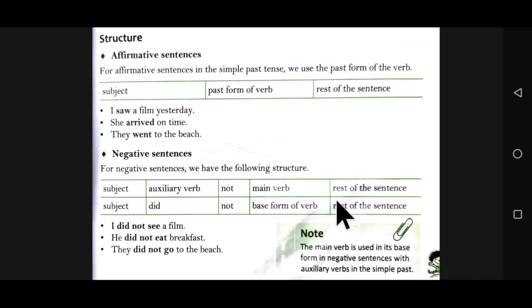Now let's try to understand with this example. They did not go to the beach. So here they is subject, did is auxiliary verb. Now because it is a negative sentence, we will put not, then after that verb comes, and in which form? Base form, and then to the beach, that is rest of the sentence. So you can say they did not go to the beach. So this was the structure of negative sentence in simple past tense.